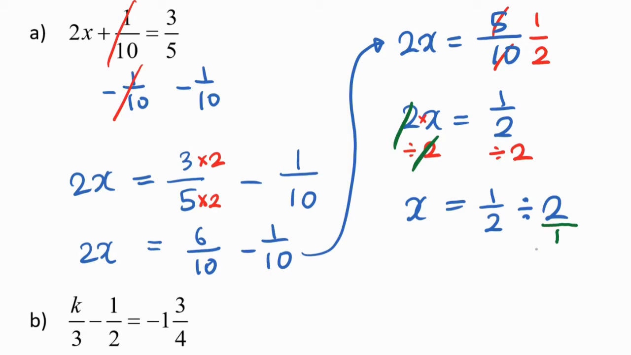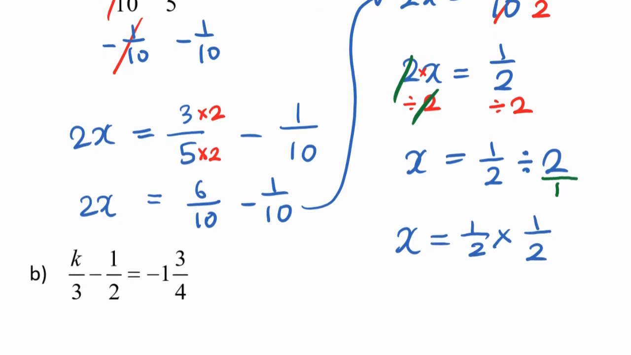So remember, keep, change, flip method. So let's do it. Keep the first number, change the middle, and flip the next number. Then x will be 1 over 2 times 1 over 2. So the answer will be 1 times 1 is 1, 2 times 2 is 4. The answer will be 1 over 4. So this is the final answer.